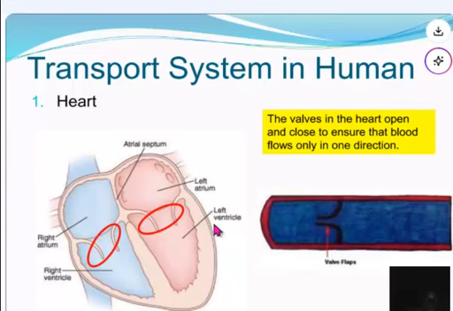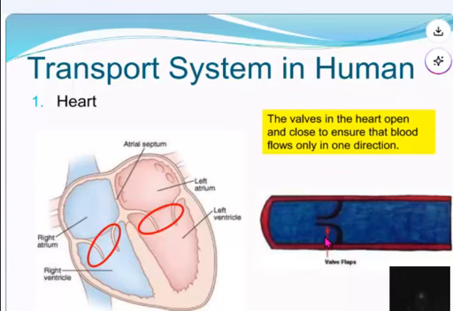Is that clear? Then the transport system in the human heart. The valves in the heart open and close to ensure that blood flows in only one direction. What we are trying to say here is that the valve opens and closes, just like opening your mouth and closing it. Why does it do that? It makes sure that blood only flows out of it. That is, once it flows out, it's closed. It can't go back again.